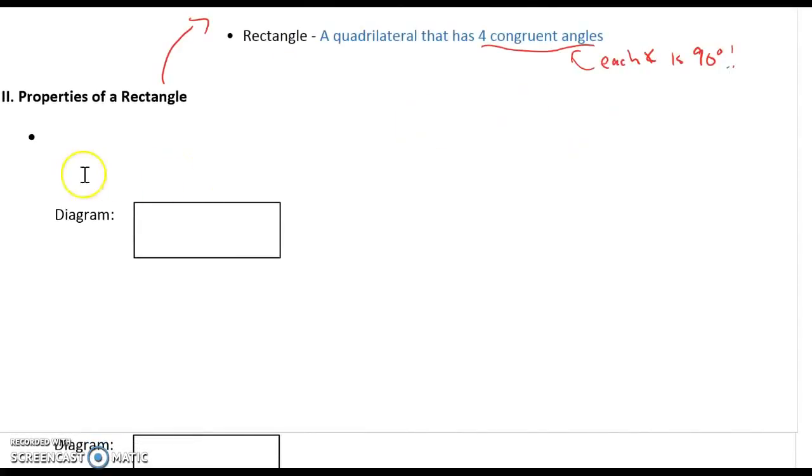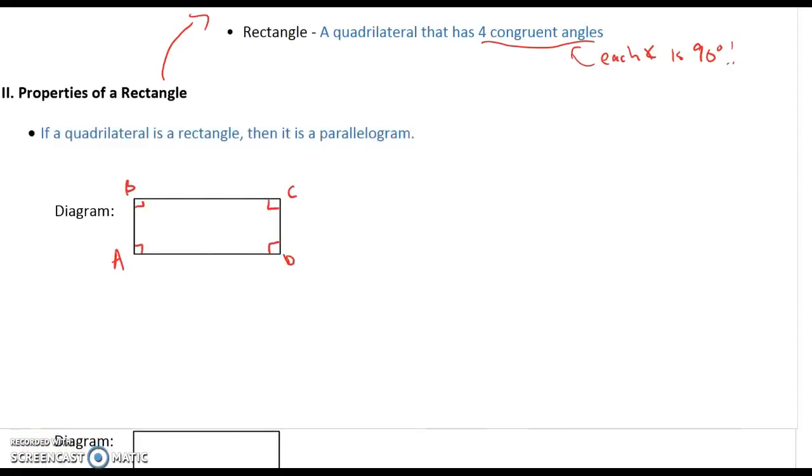Our first property of a rectangle is going to be very similar to our first property of rhombuses in that a rectangle is also a parallelogram. Okay, so if a quadrilateral is a rectangle, then it's a parallelogram. How do I know if it's a rectangle? Look for these four 90-degree angles, right? So that tells me ABCD is a rectangle. And if I know it's a rectangle, then ABCD is a parallelogram.